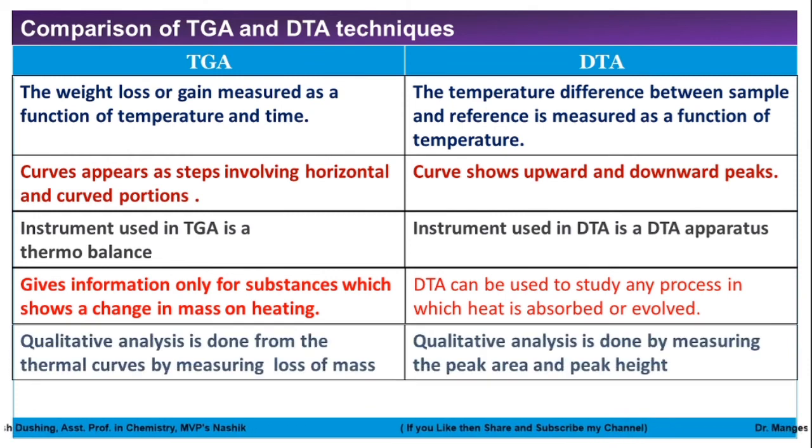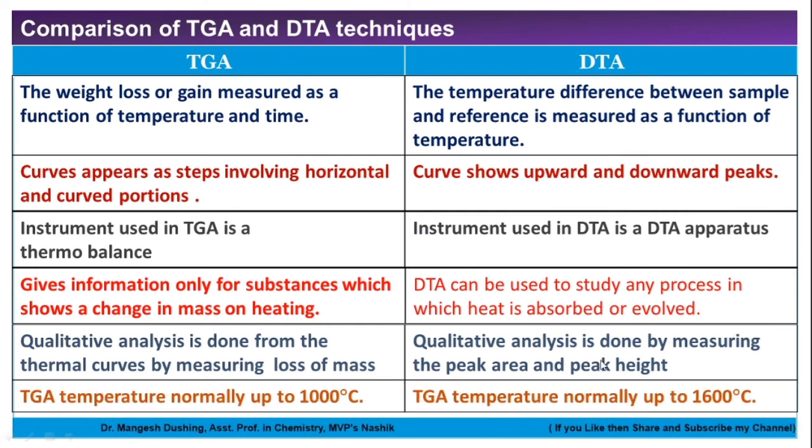Quantitative analysis is done from the thermal curves by measuring loss of mass in TGA, while in DTA it is done by measuring peak area and peak height. TGA temperature is normally up to 1000 degrees Celsius, while in DTA the temperature is normally up to 1600 degrees Celsius.